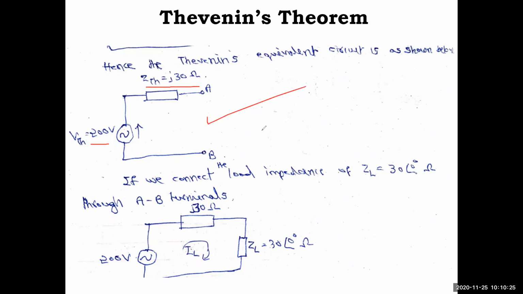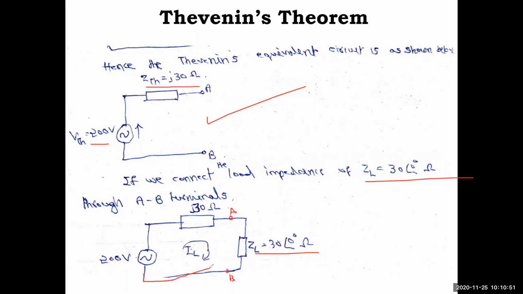Now what they have asked is the current through the load impedance. So now we have to connect across terminals AB a load of 30 at an angle 0 degree ohm. 30 at an angle 0 degree, if you convert, is nothing but 30 ohm. So that is connected here across the terminals A and B. The remaining part is the Thevenin's equivalent circuit.